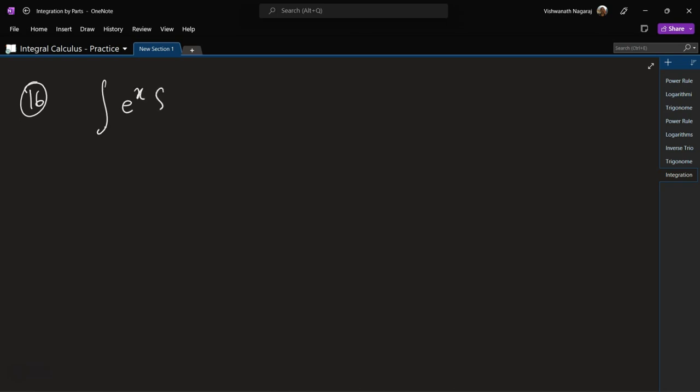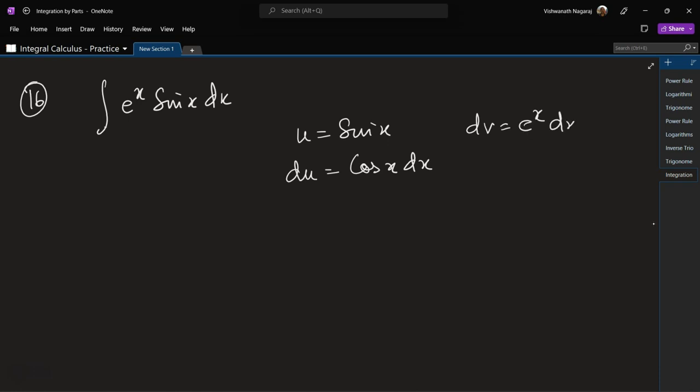Now let's look at the 16th one. Integral of e to the power of x sine x dx. Exponentiation is the last option in the ILATE rule. So u is equal to sine x, du is equal to cos x dx. So dv will be e to the power of x dx. So v will be e to the power of x. Let's assemble the parts. uv, so e to the power of x sine x, not in the exponent, sine x, minus integral of v du, so e to the power of x du, right?